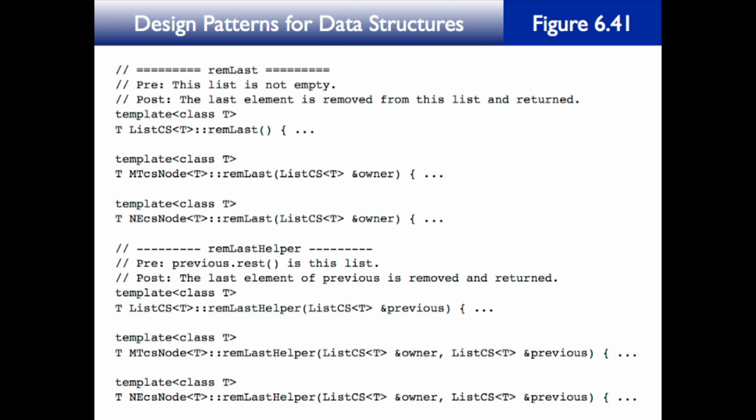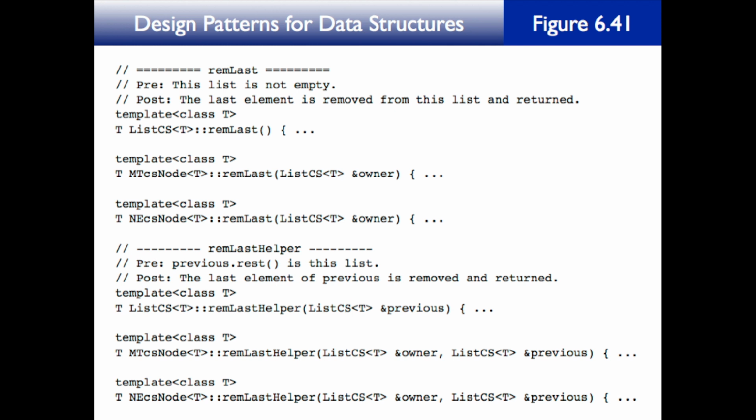So again, in the remLast there are three methods. There's remLast for the list, there's remLast for the empty node, and there's remLast for the non-empty node. And now look, here is another situation where, if you are in the environment of a node and you want to do remLast and you are the last node, you have to have access to the owner, in order to change the state of the owner, in order to remove yourself. So those are the three methods for remLast: the method for the list, the method for the empty node, and the method for the non-empty node.